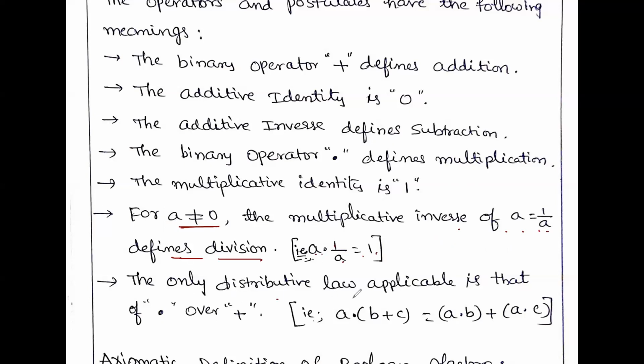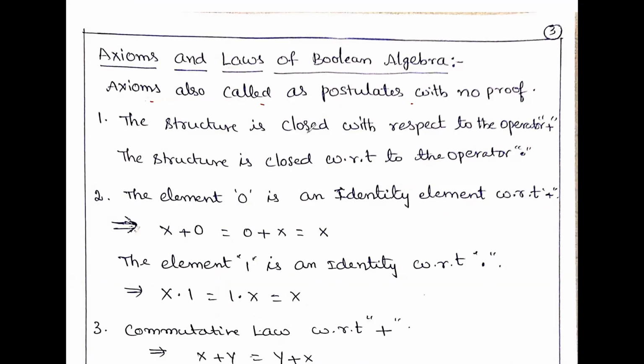Next one is the only distributive law applicable, that is dot over plus. That means A dot (B plus C) equals A dot B plus A dot C. That means the multiplication over these two, B and C.